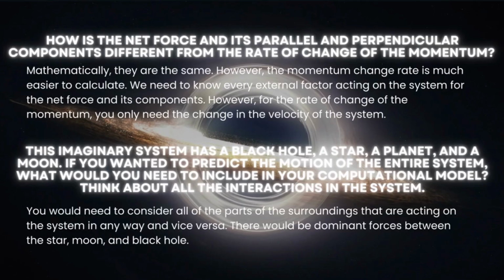So second question, this imaginary system has a black hole, a star, a planet, and a moon. If I wanted to predict the motion of the entire system, what would I need to include in my computational model? So if we were thinking about the motion of the entire system, I would need to consider all of the parts of the surroundings that are acting on the system in any way, and vice versa. So it'd be pretty much the same thing we did in part 1 of the lab, just on a larger scale with more objects. And there will likely be dominant forces between all 4 objects in this system. So in order to figure out the general motion, you would just need to do pretty much part 1 of the lab over again for all 3 of the new objects and then consider them as a whole.